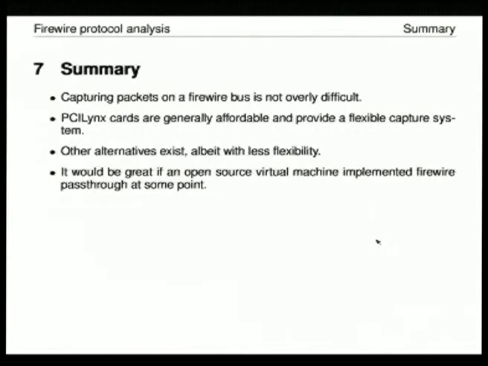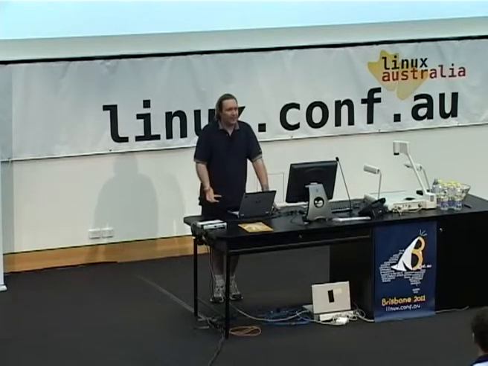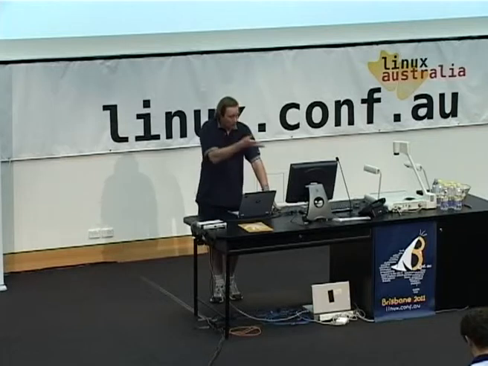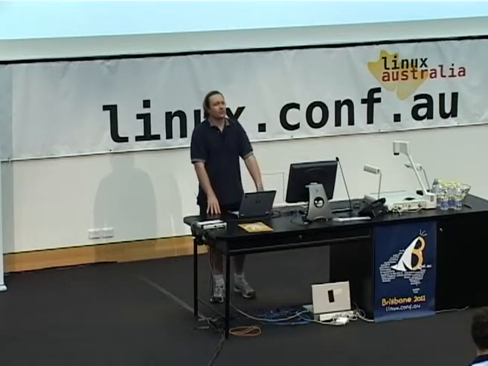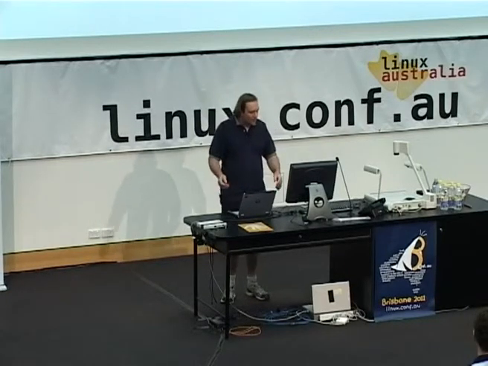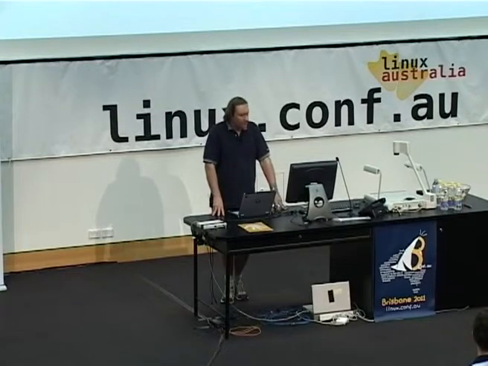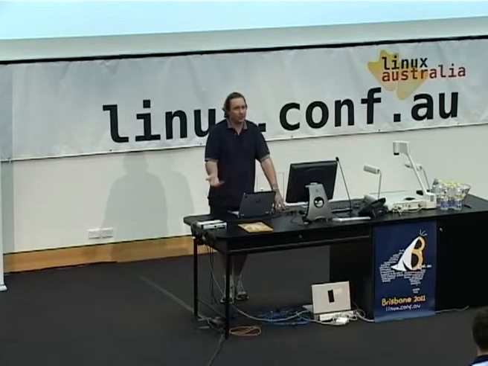I've mentioned that there are other alternatives around. I don't believe they're quite as flexible as the PCI Linux option, but they're out there, and we have actually used all of the methods that I've outlined, except the VM one, obviously, on the FADO project at various times when appropriate to get us out of a bind. And as I mentioned, if we really could get a VM to implement Firewire pass-through, it would make a lot of this stuff very much more accessible, because suddenly no one needs to buy the PCI Linux card in order to proceed with this.